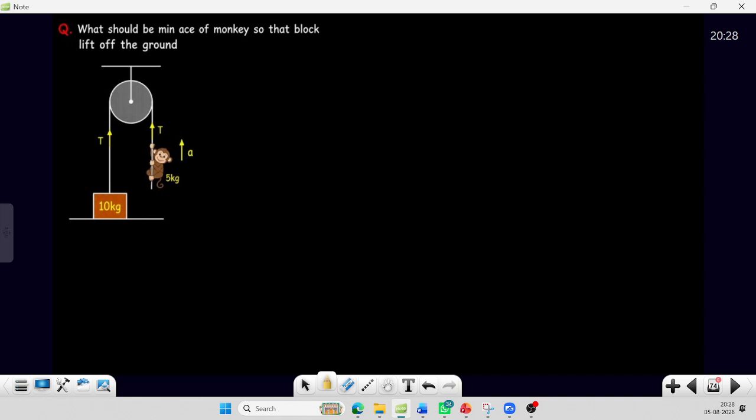Take this. What should be the minimum acceleration of the monkey so that the block lifts off the ground? They are asking for the minimum acceleration, not the tension. The acceleration so that the block will just move off the surface. The tension is 100, and based upon tension we should find that. It's the same string, so the tension is the same.